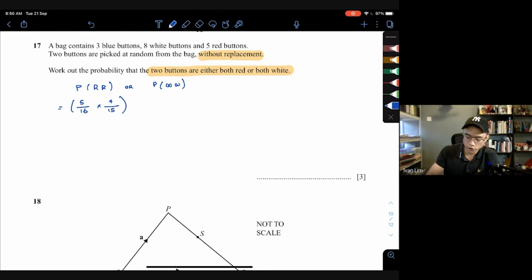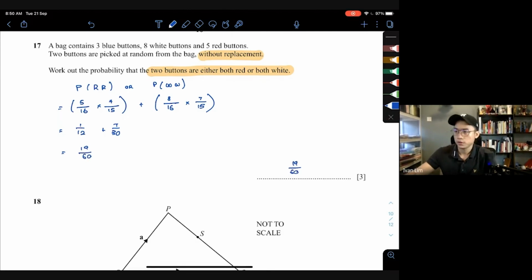It's an OR probability question. So we plus it. Then the next one, do the same thing. White buttons, we have 8. So 8 over 16 times 7 over 15. Calculate this. Your final answer, you will get 19 over 60. Okay, 19 over 60. So this is an OR question without replacement.